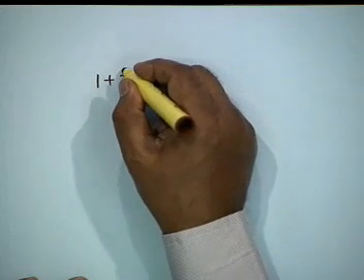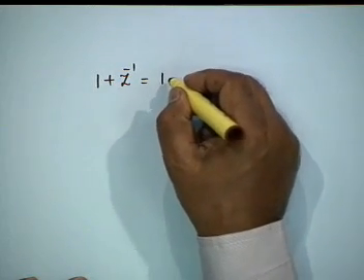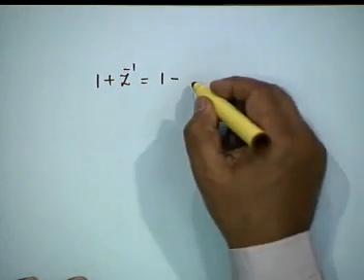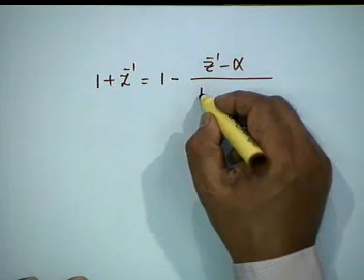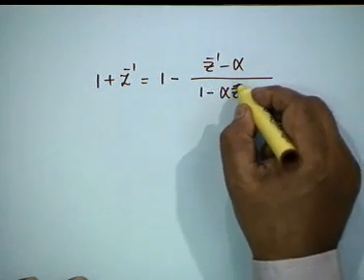This happens because the transformation is an all pass function. 1 plus capital Z inverse would be 1 minus (z inverse minus alpha) divided by (1 minus alpha z inverse).